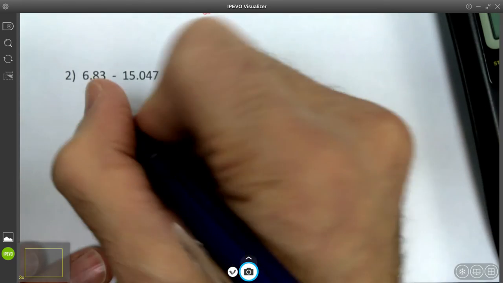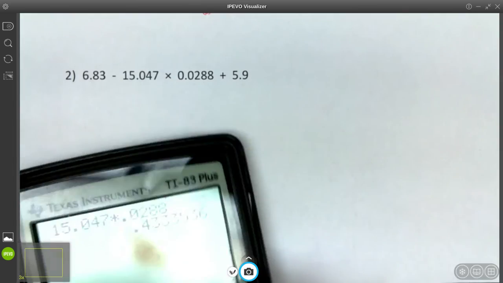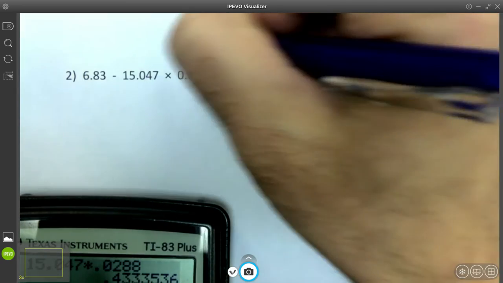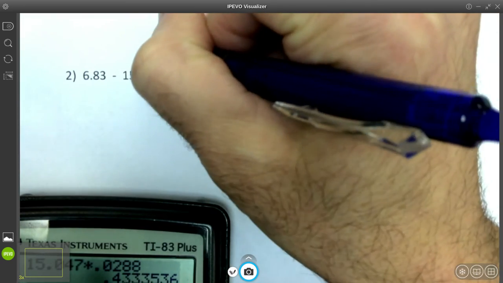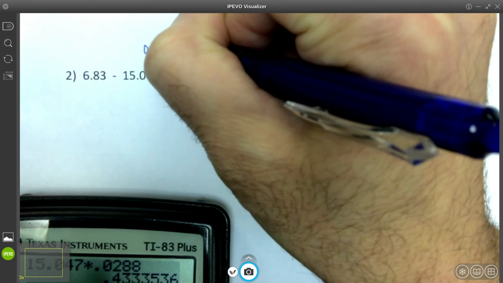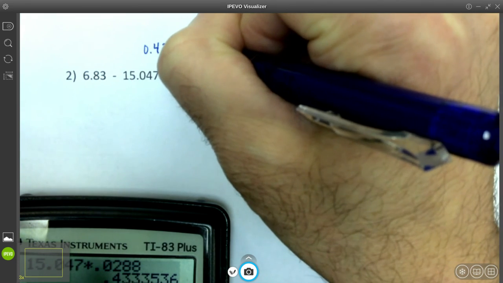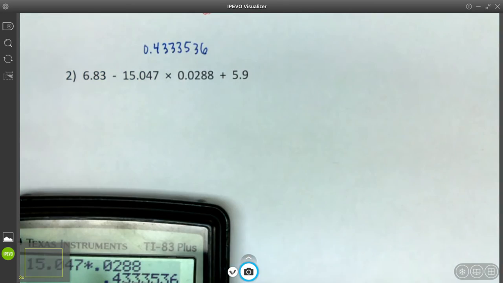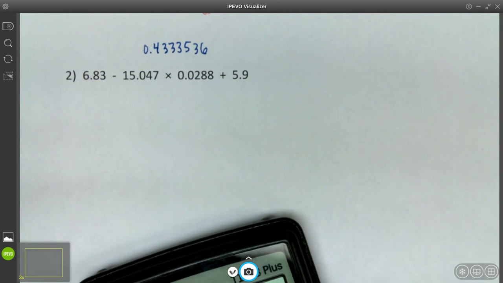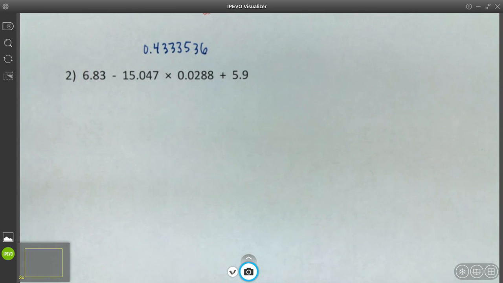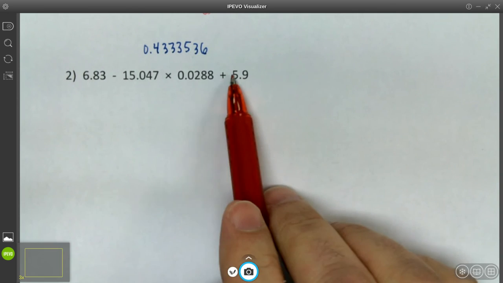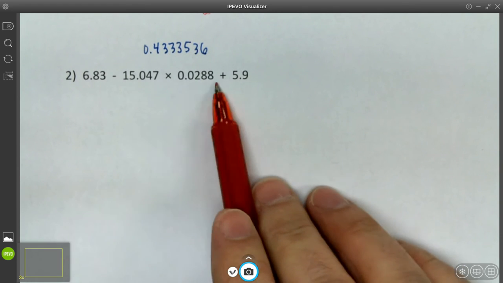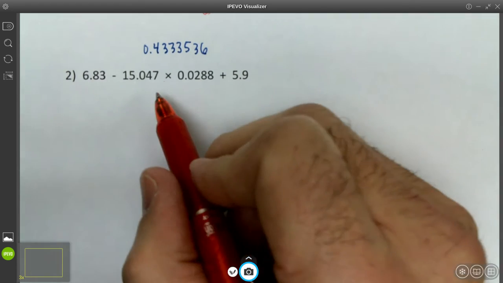And I'm just going to rewrite this with that number before. Well, actually, I'll do what I did before. I'll write it above the top here. So this is going to be 0.4333536. I could have cut off a little sooner, but that's fine. All right. What's the next thing we would do? Well, we do the subtracting and the adding. Okay, well, that's a different rule. So we've got to round for the multiplying rule first.